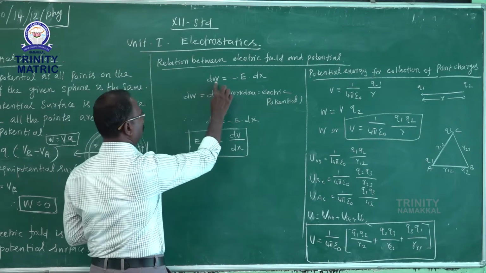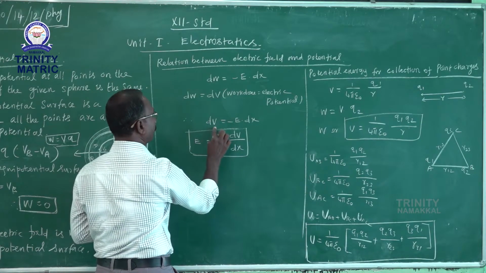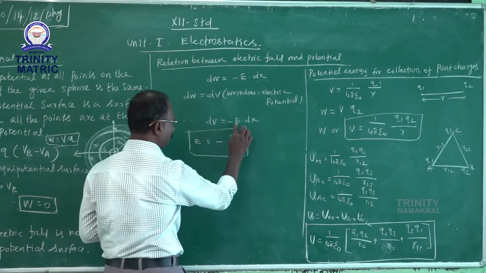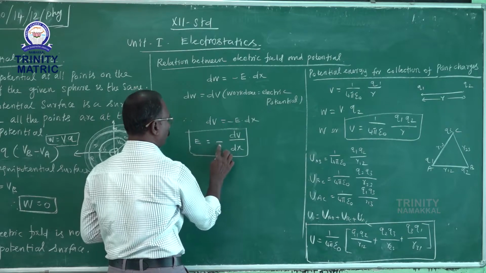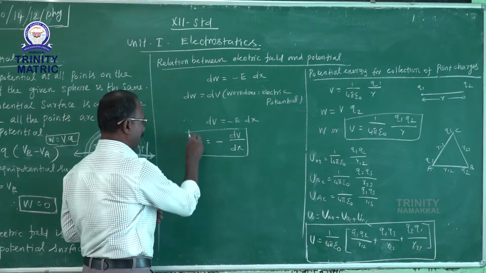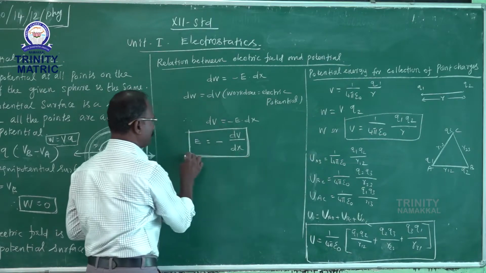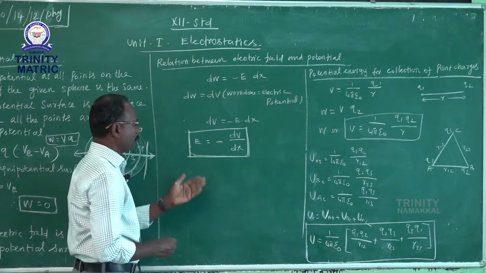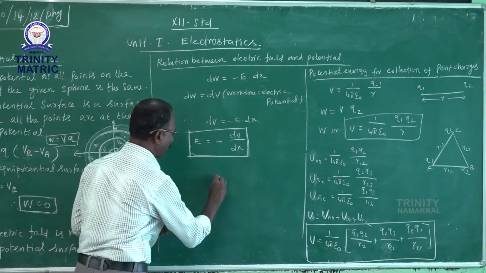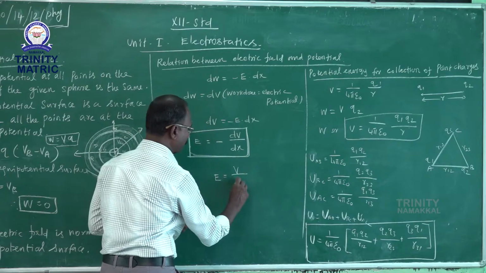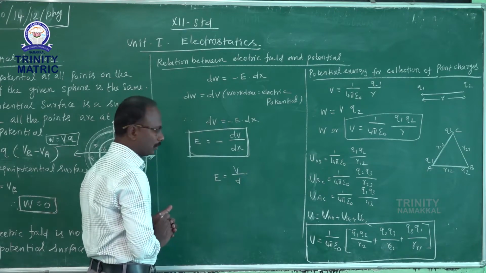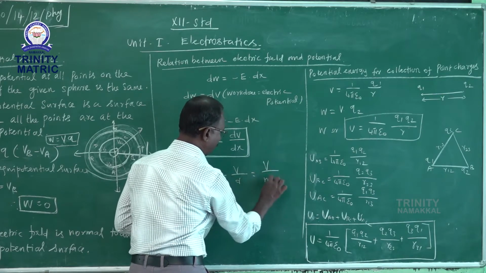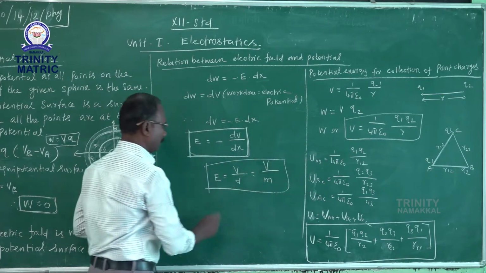So instead of dW we put dV is equal to minus E into dx. If you want to calculate the electric field, E is equal to minus dV by dx. It is a relation between electric field and electric potential. Sometimes you write this equation in another form, E is equal to V by x or V by d, with the unit volt per meter.